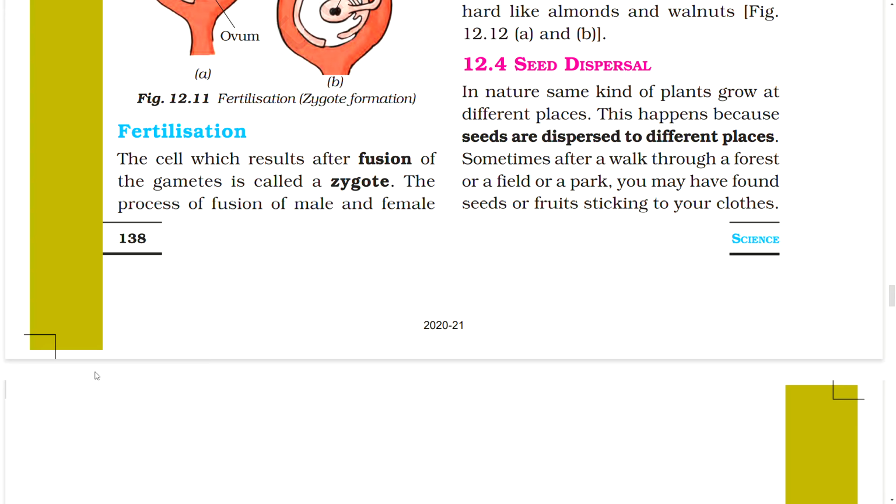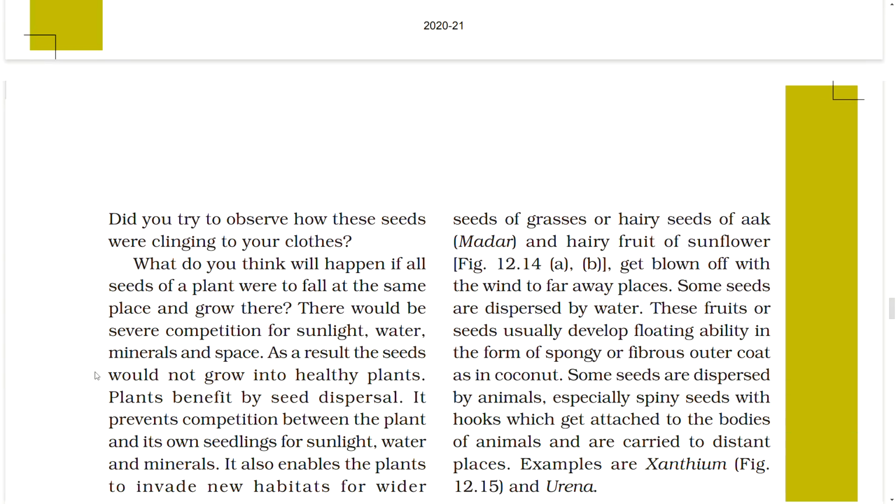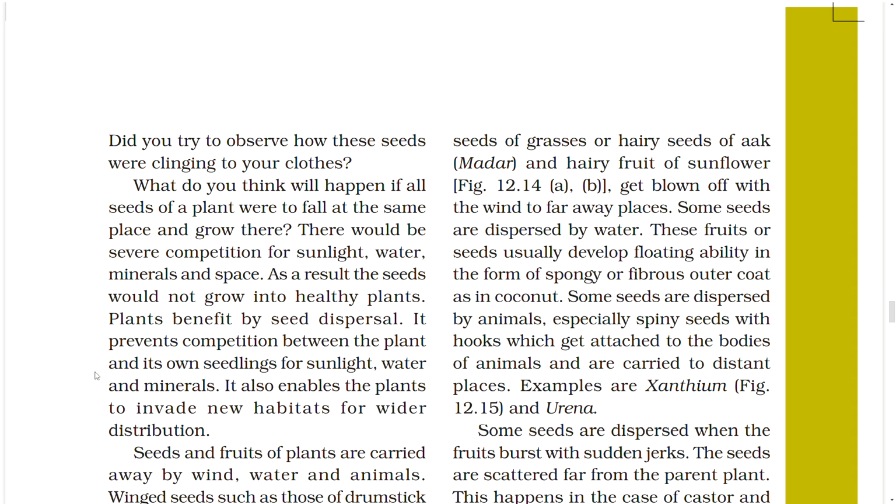12.4 Seed Dispersal. In nature, some kinds of plants grow at different places. This happens because seeds are dispersed to different places. Sometimes, after a walk through a forest or a field or a park, you may have found seeds or fruits sticking to your clothes. Did you try to observe how these seeds were clinging to your clothes?